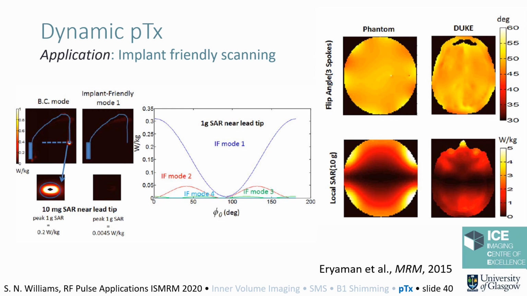In this paper, Yigitcan Eryaman et al. used parallel transmit to create so-called implant-friendly modes where null or reduced electric fields with reduced B1 plus perturbations are generated around DBS lead tips. This is demonstrated with the SAR simulations of the DBS leads on the left. In addition, B1 homogenization with pTx was optimized based on these implant-friendly modes to also obtain a uniform excitation pattern, as shown in both phantom and human brain body model simulations on the right.